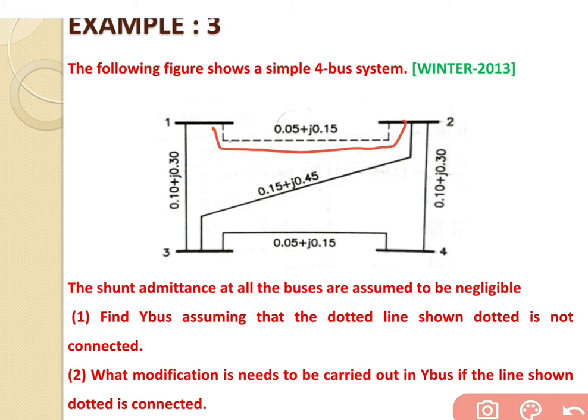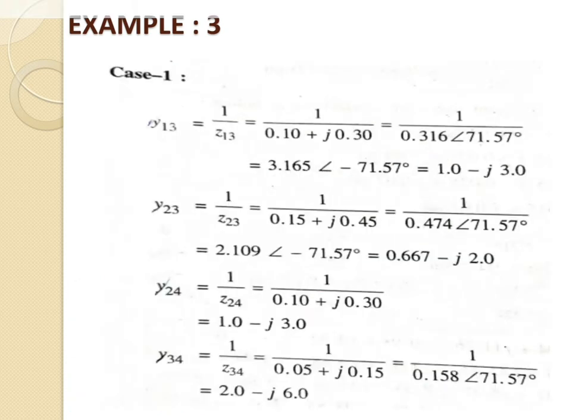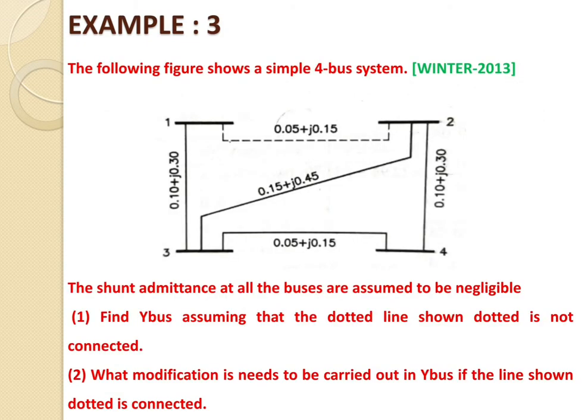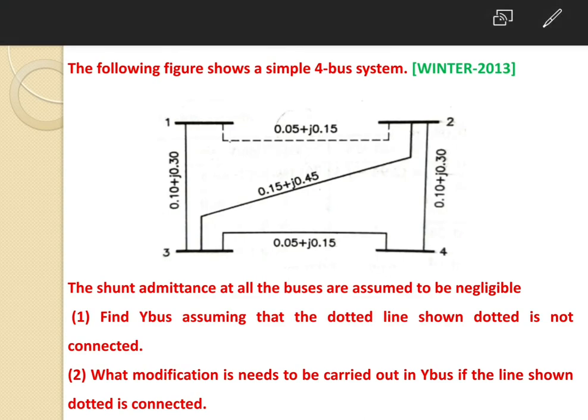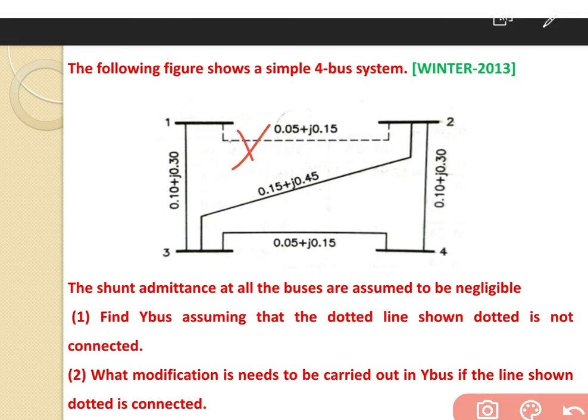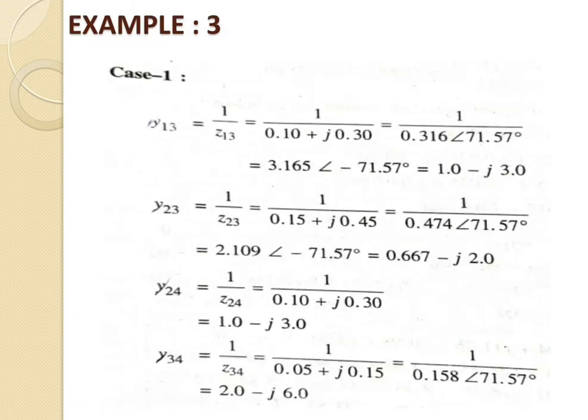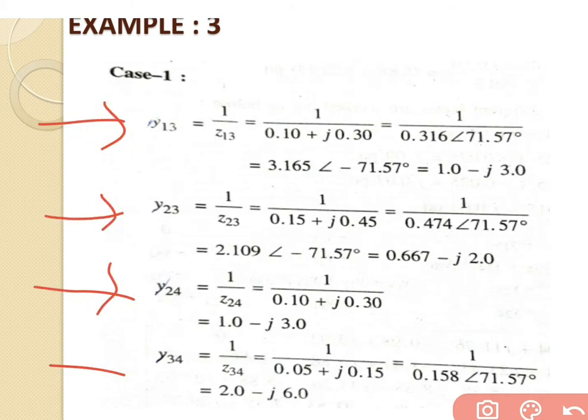So now let's start with the example. Firstly we will start with case number 1. In that case, we don't have to consider this dotted line, right? So, having the terms of self admittance, that is y13, y23, y24 and y34, all these values are considered as self admittance.